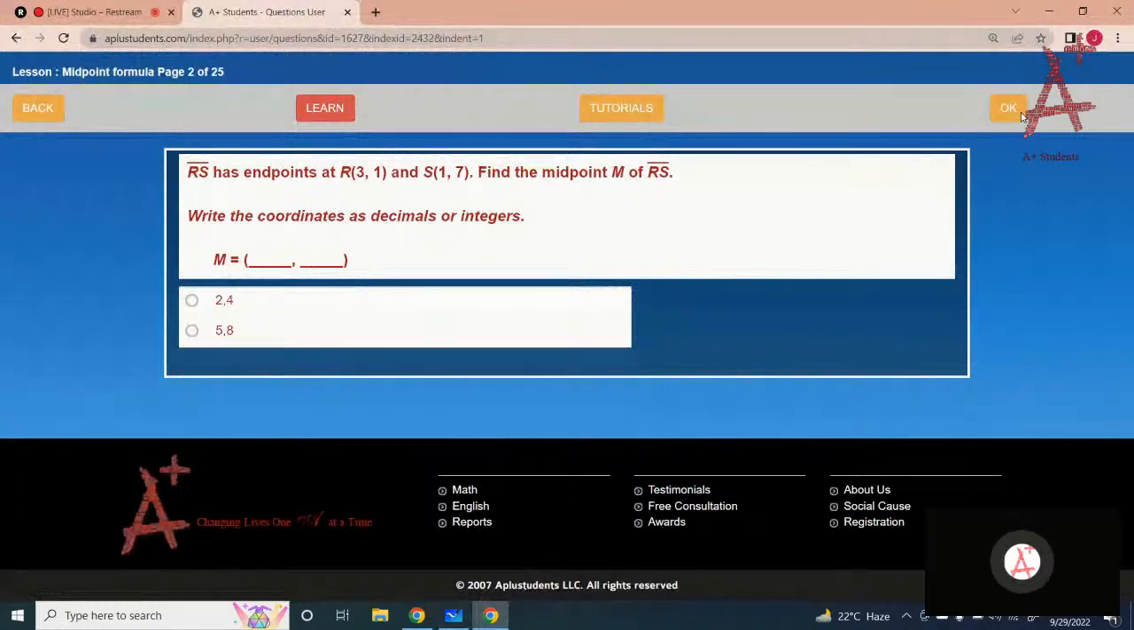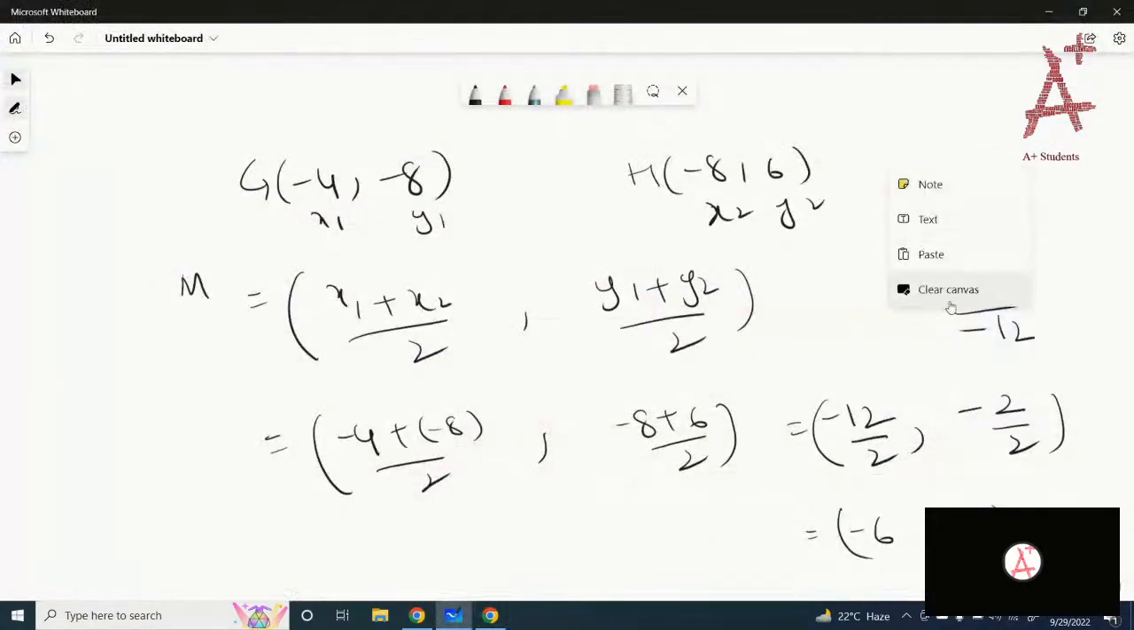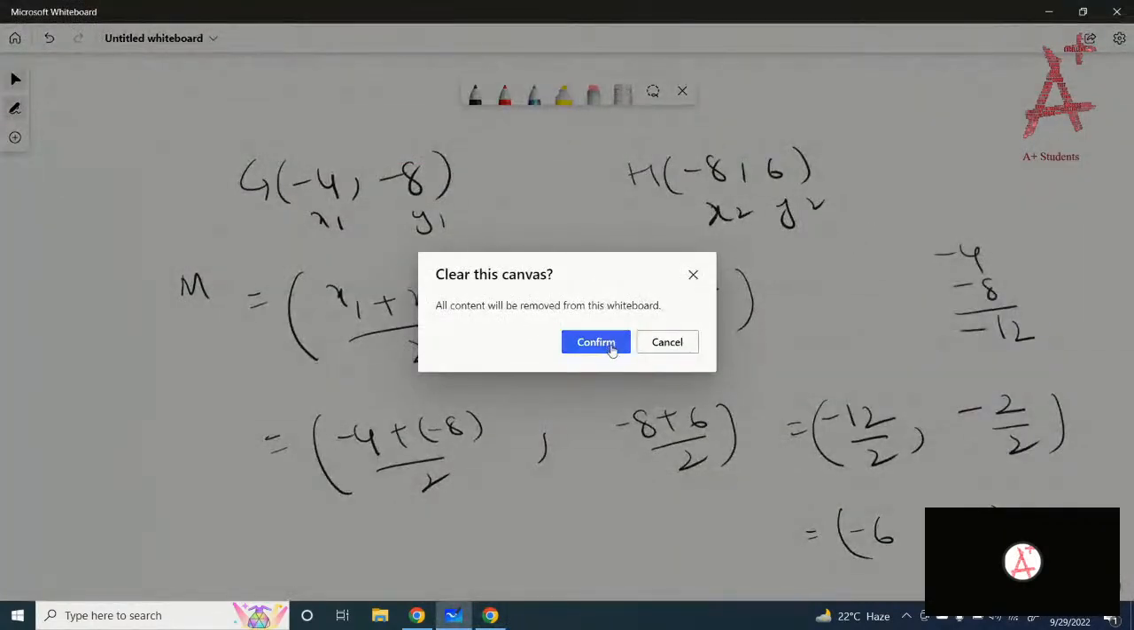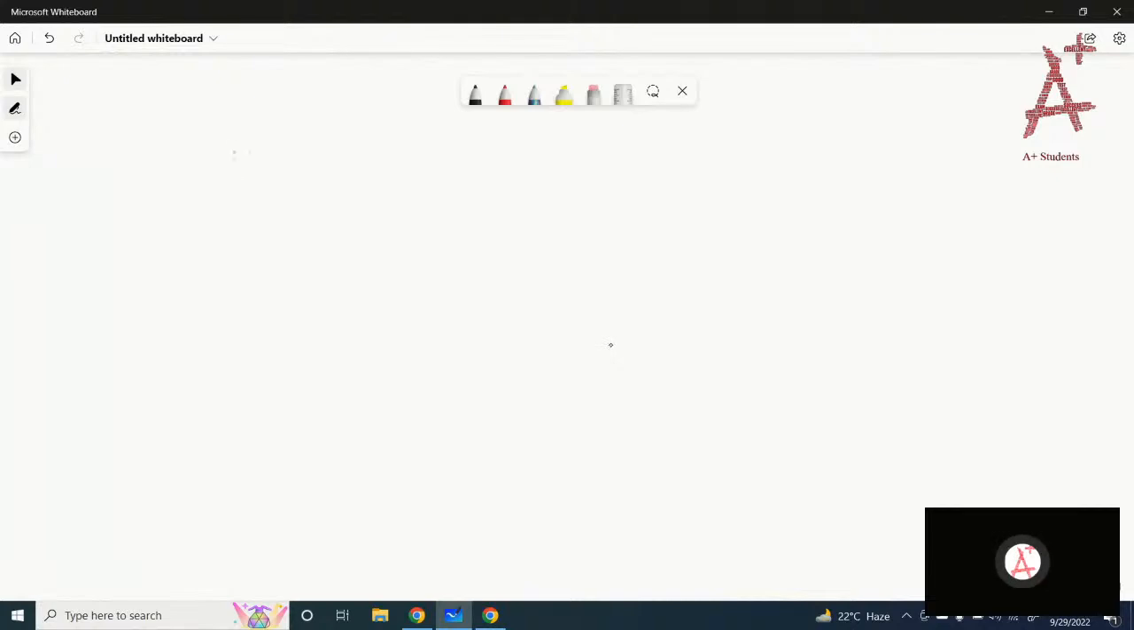Okay, the next one is: R has coordinates 3 and 1, and S has 1 and 7. Find the midpoint M of RS. So you are given the points 3, 1 and 1, 7. The coordinates of R are 3 and 1, and S are 1 and 7. So you have to find their midpoint.